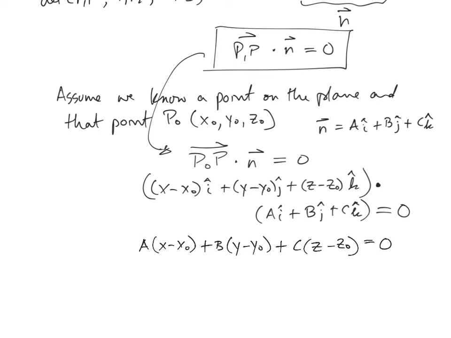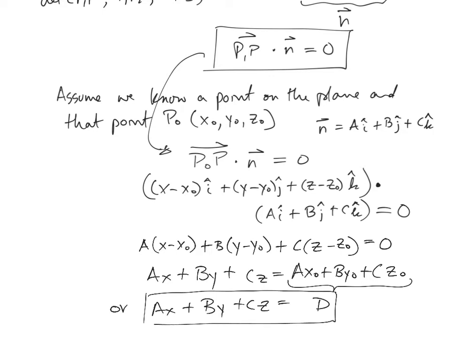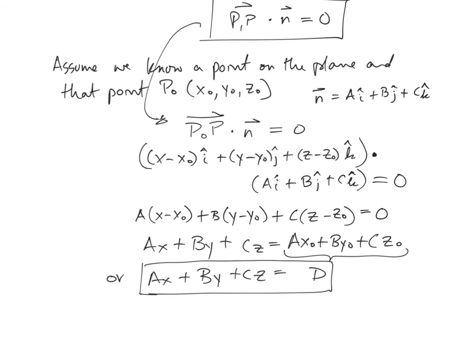Okay, or I can rewrite that. Ax plus by plus cz is equal to ax naught plus by naught plus cz naught. Or I could write it as ax plus by plus cz is equal to d, where d is all of this. Okay, and this is our plane equation. That's going to be the equation that defines a particular plane.